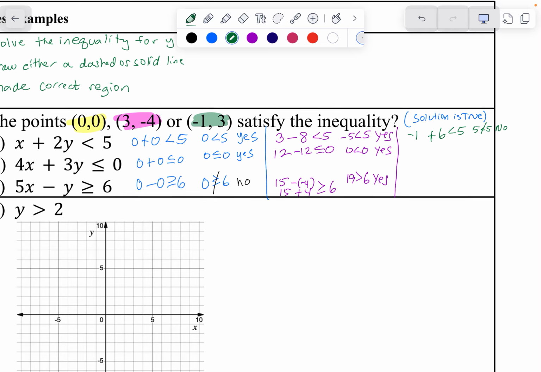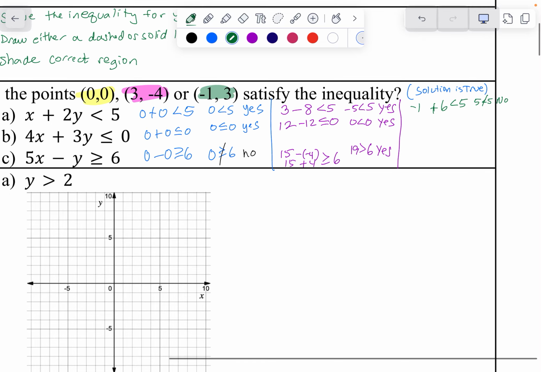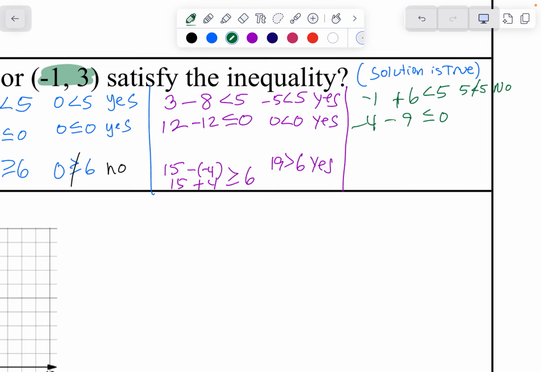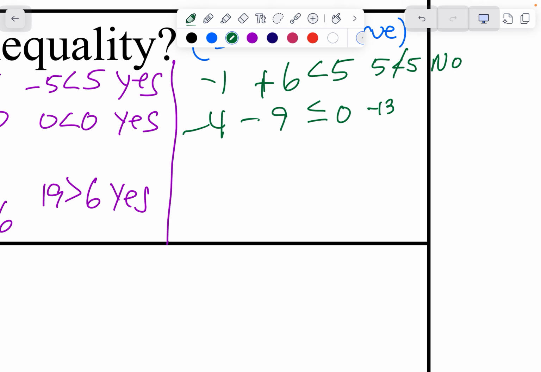Let's plug -1, 3 into the middle. So we get -4 minus 9, which is that less than or equal to 0? Well, it sure is. You get -13 is less than or equal to 0, so that's a yes.